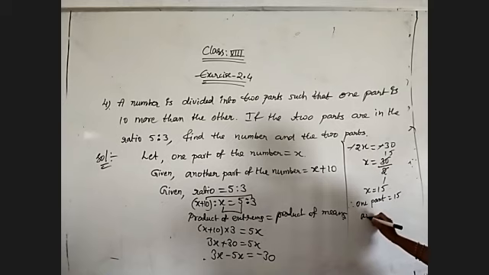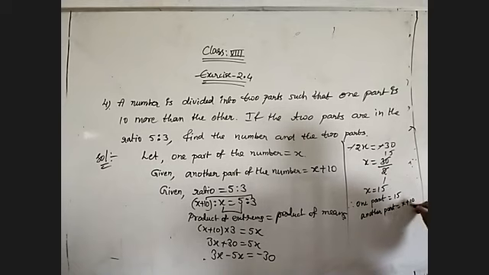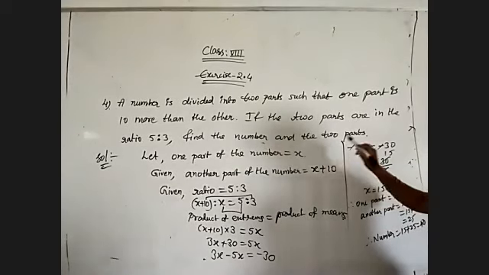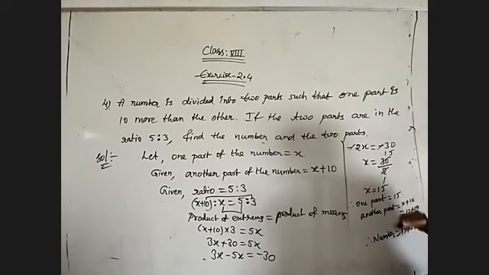And another part will be equal to X plus 10. That is 15 plus 10, which is equal to 25. So what is the total number? The actual number is made of 2 parts. That is 15 plus 25, which is equal to 40. So the number is 40 and the two parts are 15 and 25.